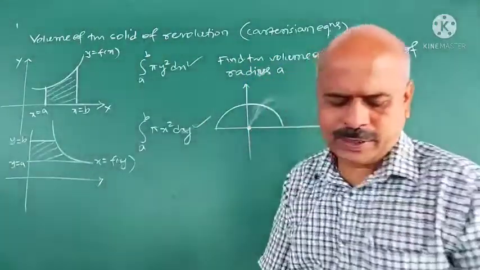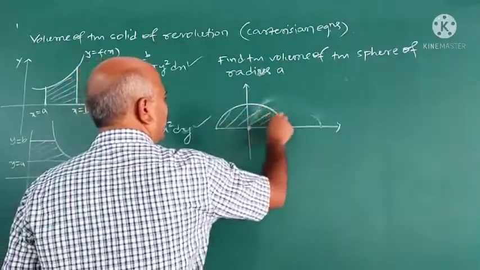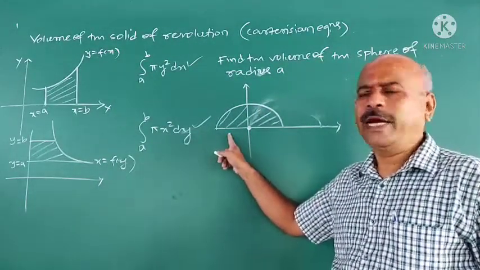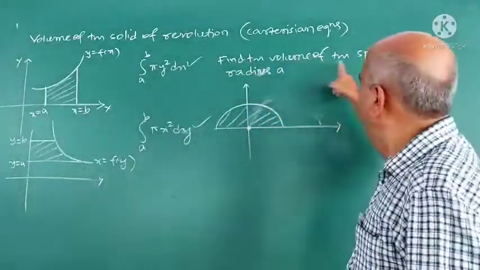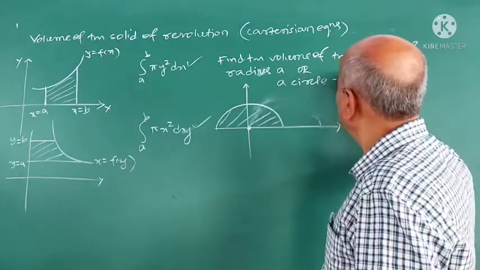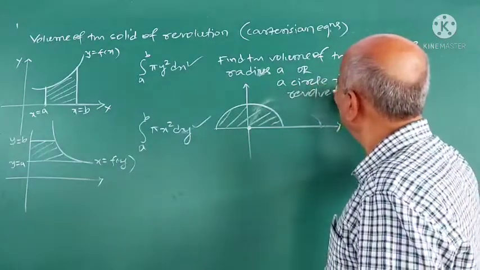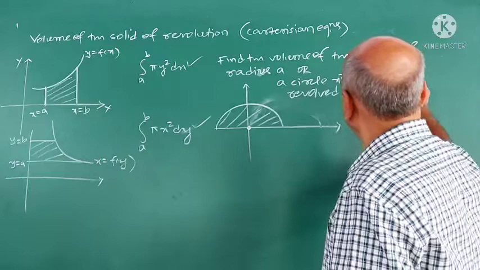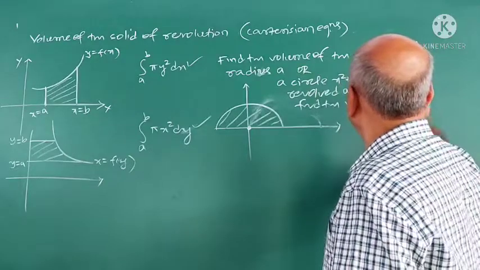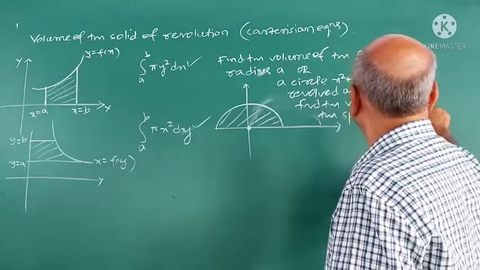Suppose a circle of radius a, x square plus y square is a square, is revolved about the x axis. Then we get a sphere, and we have to find the volume of that sphere. The question is: find the volume of the sphere of radius a, or the circle x square plus y square is equal to a square is revolved about the x axis. Find the volume of the sphere so formed.